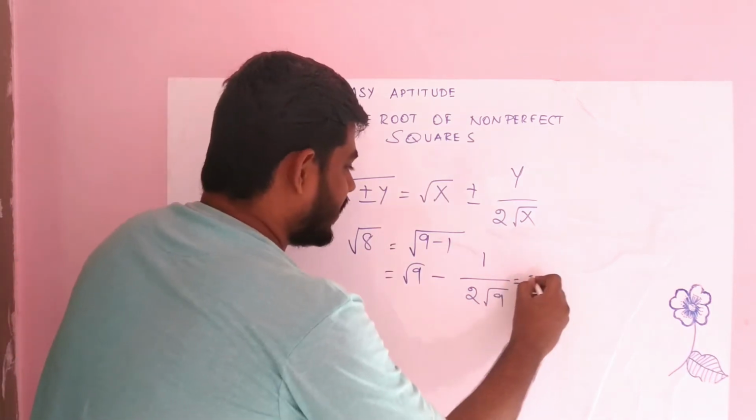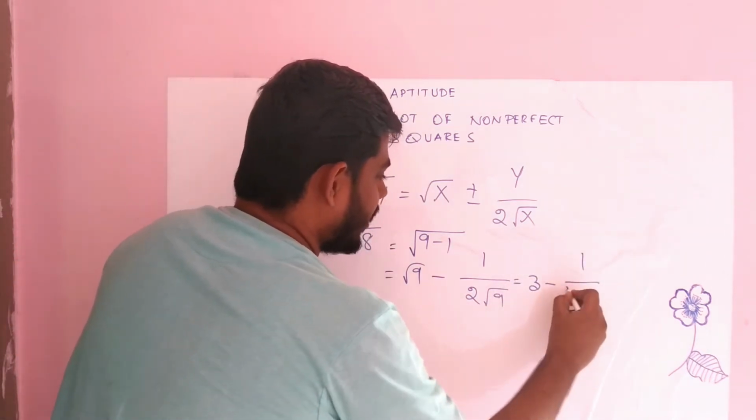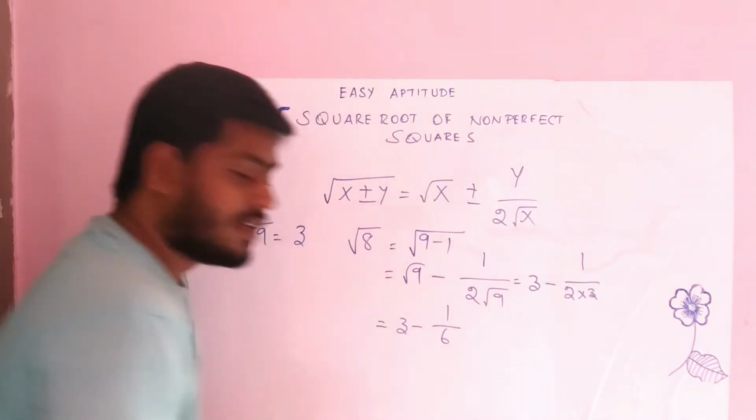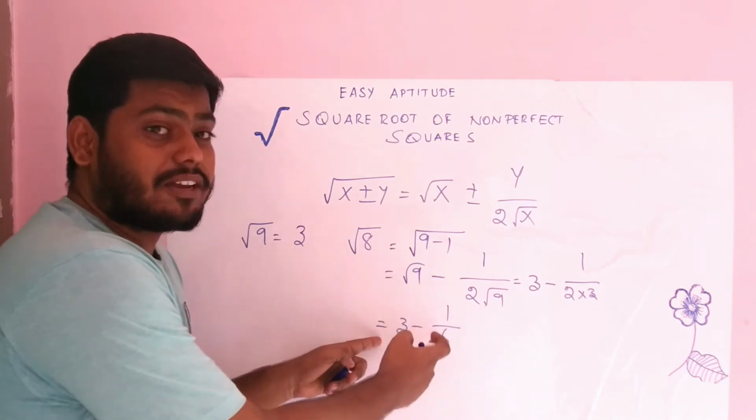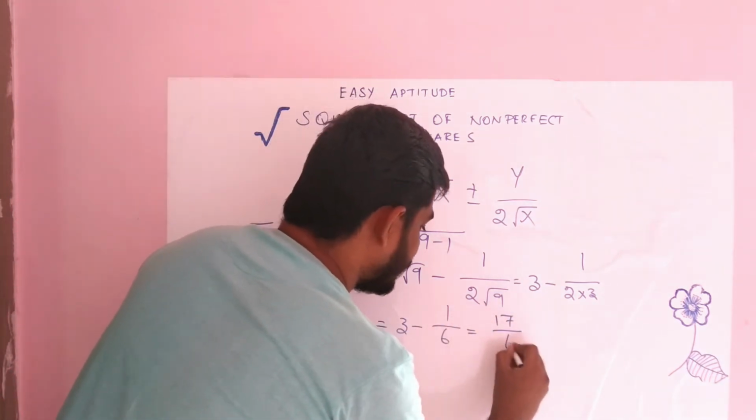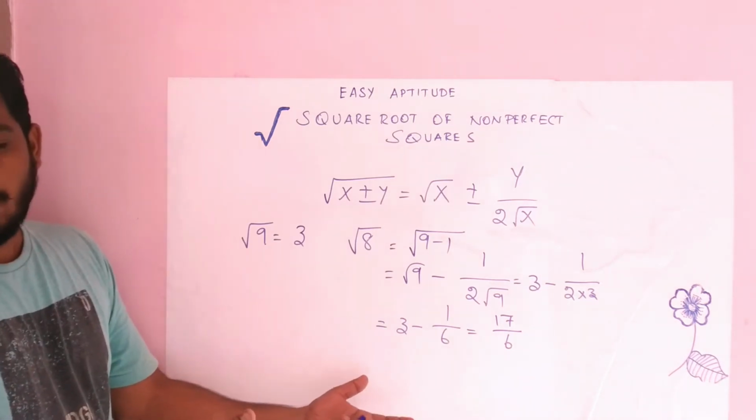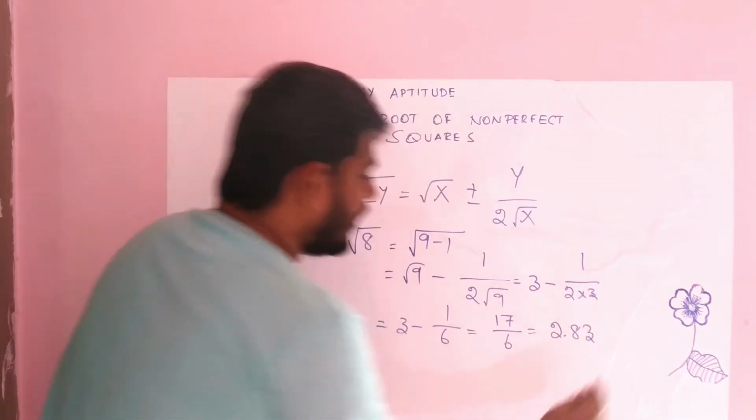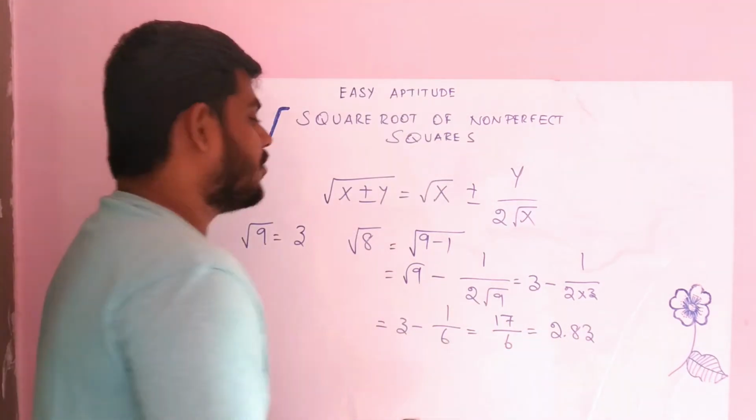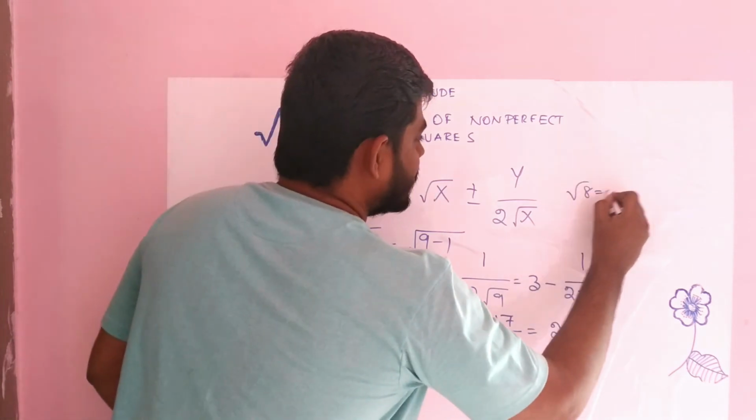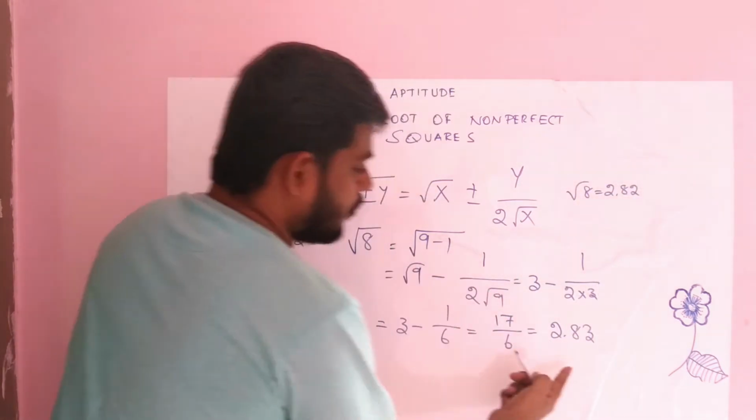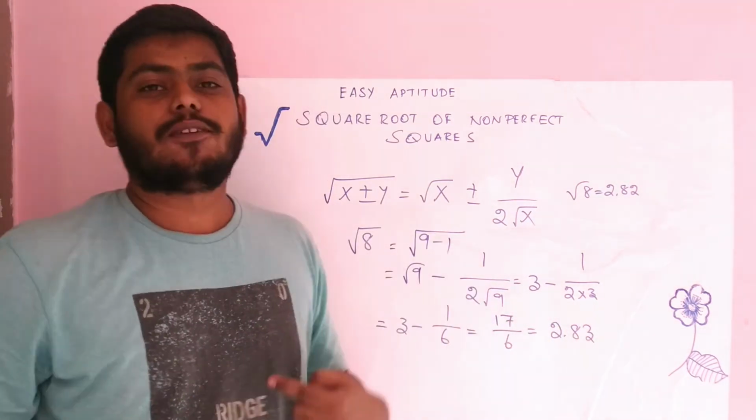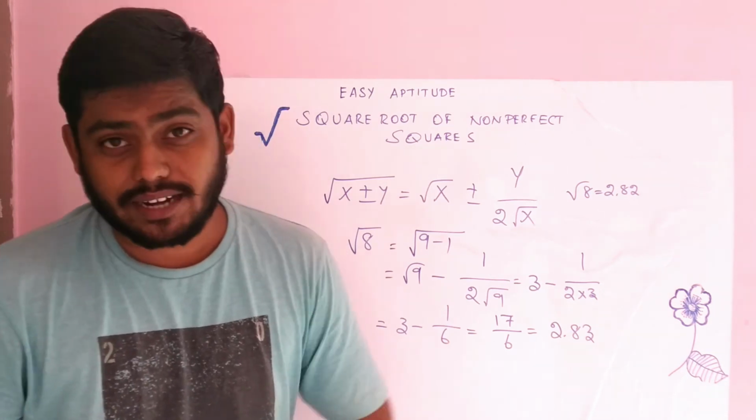Just simplify it. That is 3 minus 1 divided by 2 times 3, that is nothing but 3 minus 1 divided by 6. 3 into 6, 18. 18 minus 1 is 17 divided by 6. Now we simplify, you will get the answer. What is the answer here? 2.83, which is closest to the perfect answer. Actually square root of 8 is 2.82, but what I am getting over here is 2.83. So this is how this trick is going to be helpful for us to take a square root of non-perfect squares.